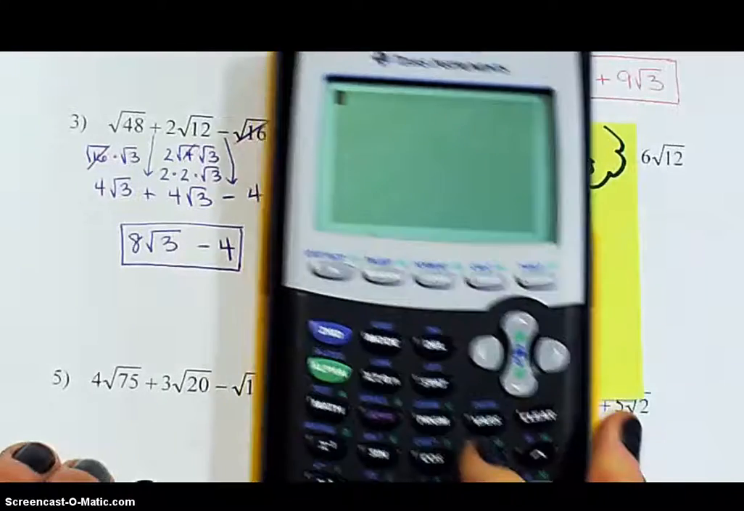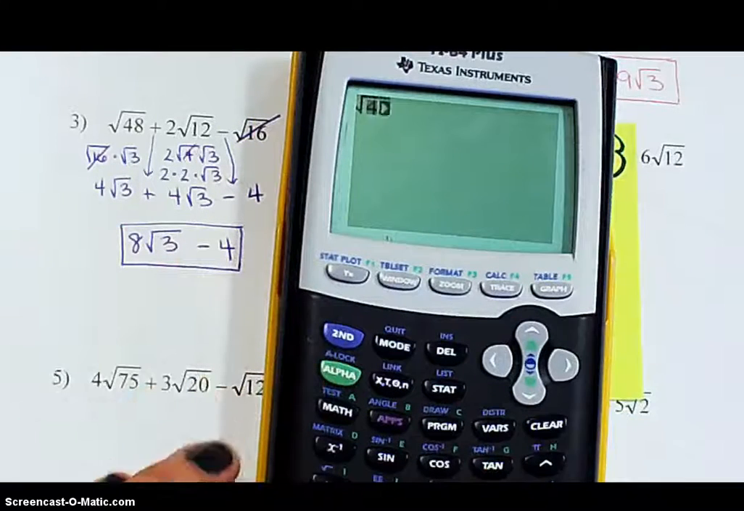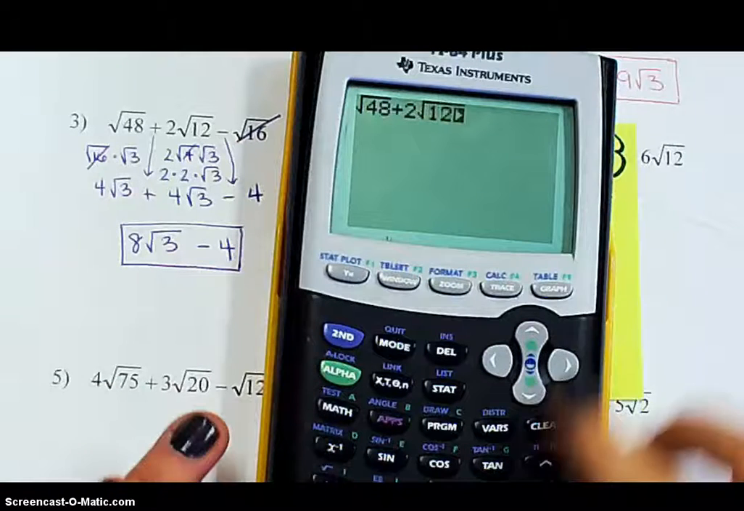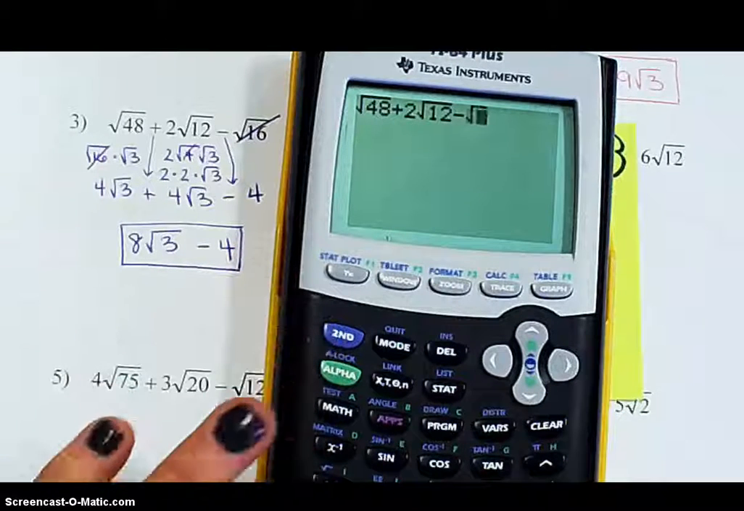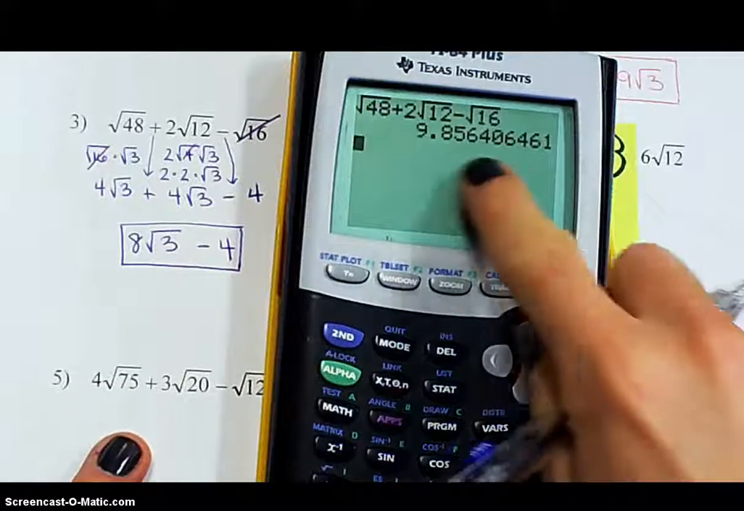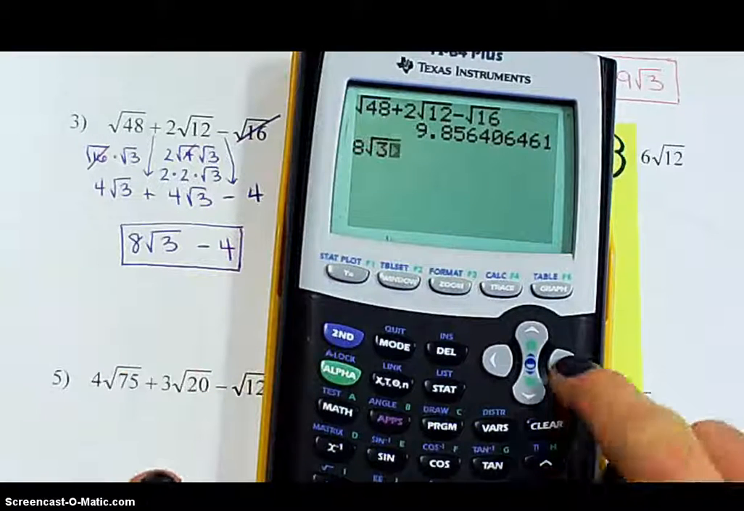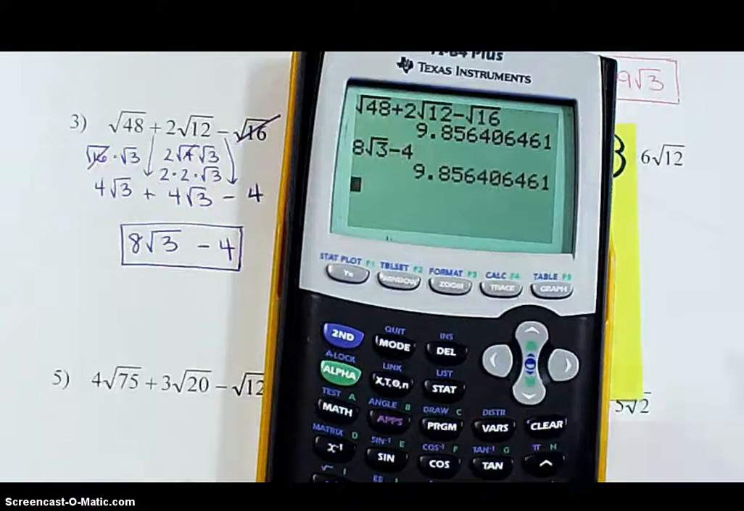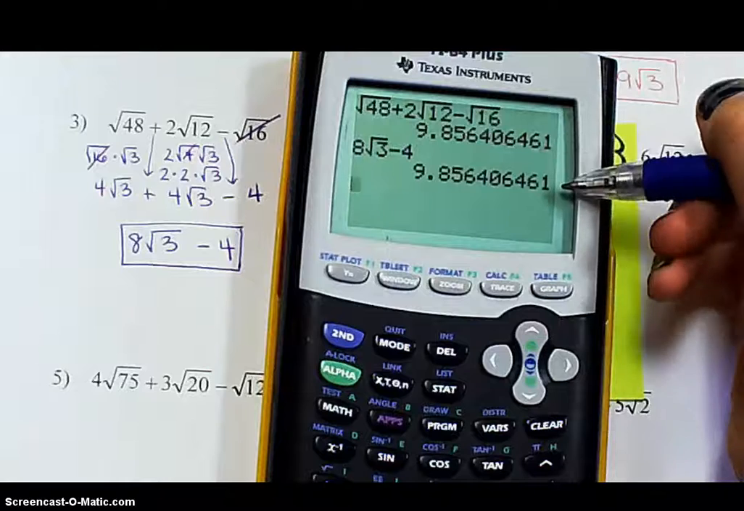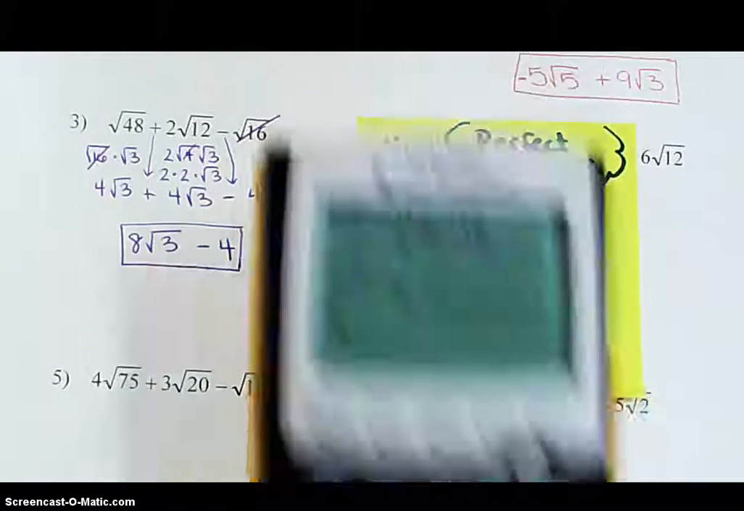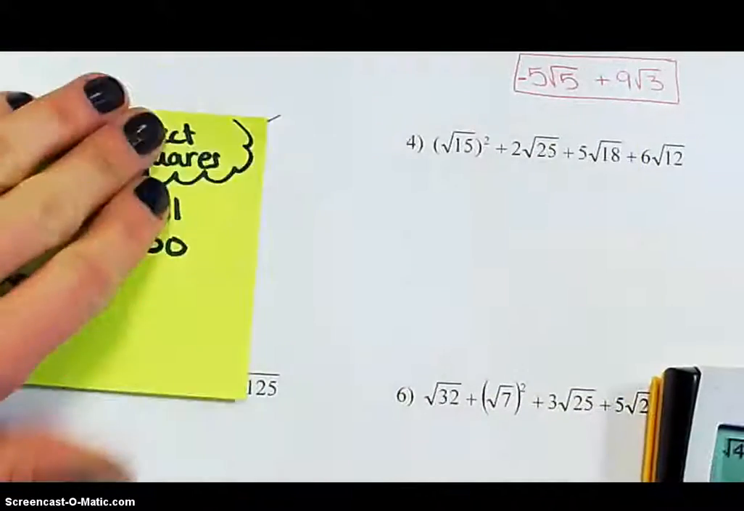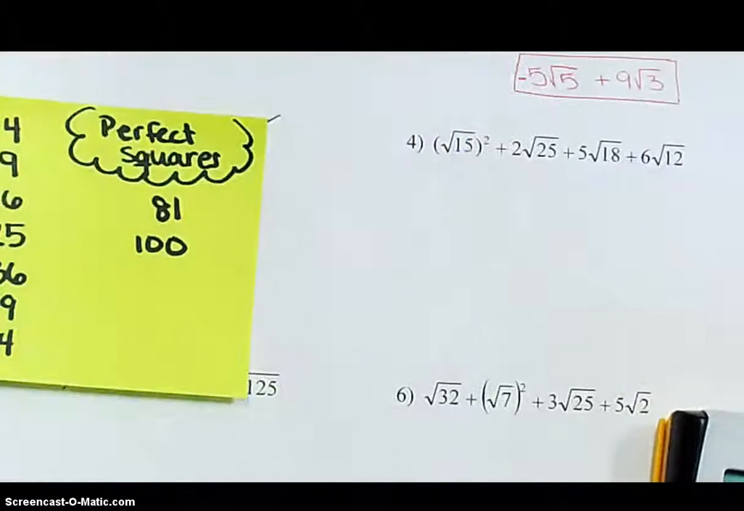Now if we wanted to check that very quickly in the calculator, radical 48 plus 2 radical 12 minus the square root of 16, we hit enter. So we get that number there. So let's take a look. Now 8 radical 3 minus 4, we hit enter, and we see we have the same number. So we did this correctly. All right, let's go ahead now and take a look at number 4.